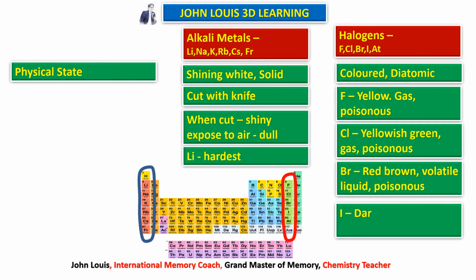Okay. So next one is iodine. Iodine is dark grey, that is violet. Dark grey means what? Violet in color, and it is solid in nature, crystalline solid.